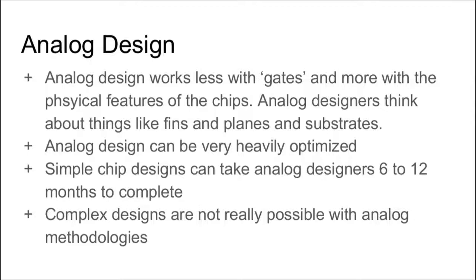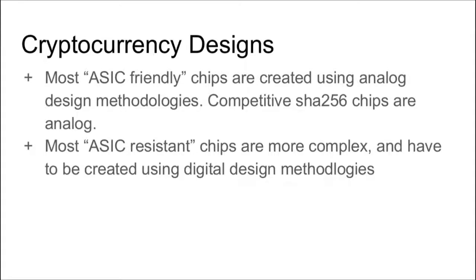But in analog world, simple chips will take 6 to 12 months, and complex chips are just not feasible. The whole industry will have moved on to new processes. We'll be at 3 nanometers before you finish an Intel CPU in an analog design, for example. So in the cryptocurrency world, it's pretty much mostly analog, actually.